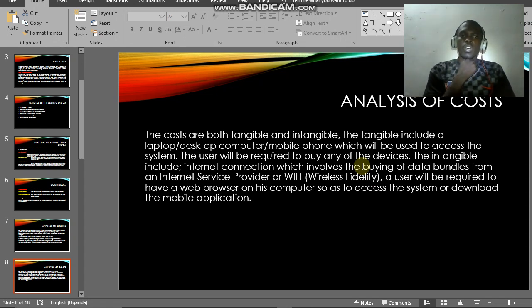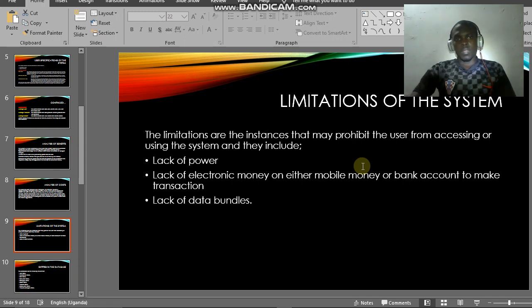The user will be required to buy any of the devices. The intangible include internet connection, which involves the buying of data bundles from an internet service provider or Wi-Fi. A user will be required to have a web browser on his computer so as to access the system. Or if you are using a mobile phone, you need to download the application that will be created. And the limitations, of course: if you don't have power, if you don't have money, and if you don't have data on your phone or on your device, you cannot use the system.